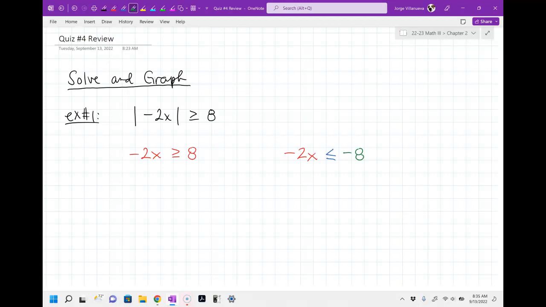Now I'm going to tell you that the number one mistake that was happening on the quiz last time is that a lot of people were not changing the inequality when they divided by a negative number. So right here, if I divide by a negative 2, I'm going to get x less than or equal to, and then this will be a negative 4.